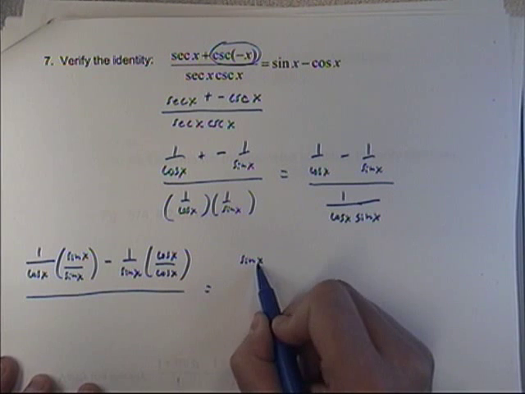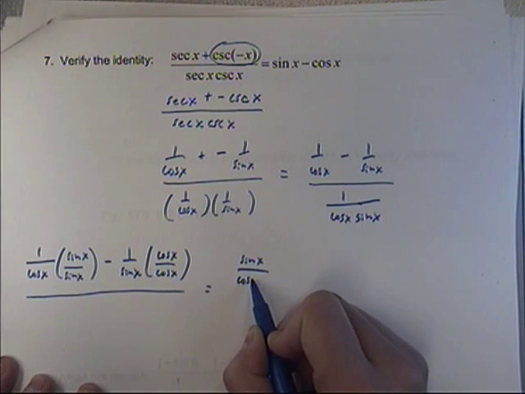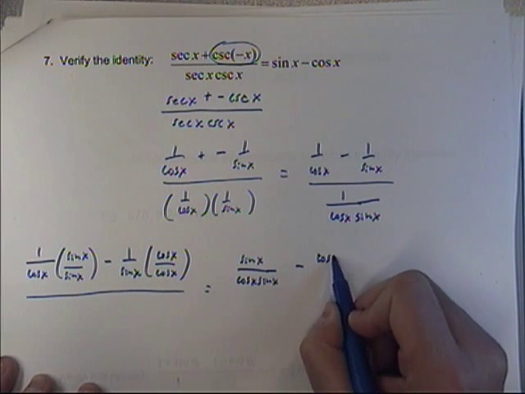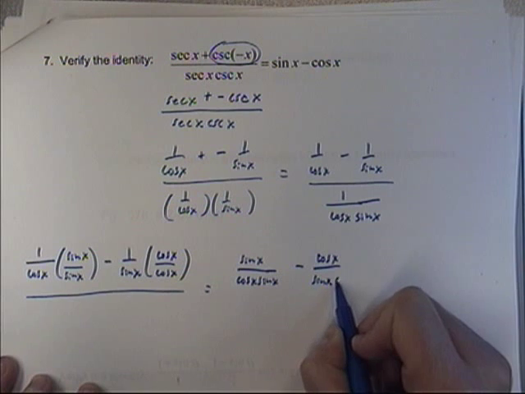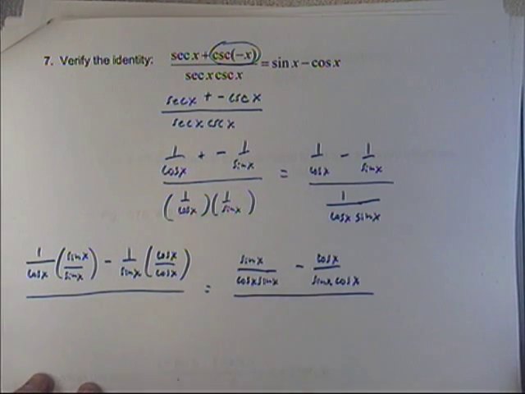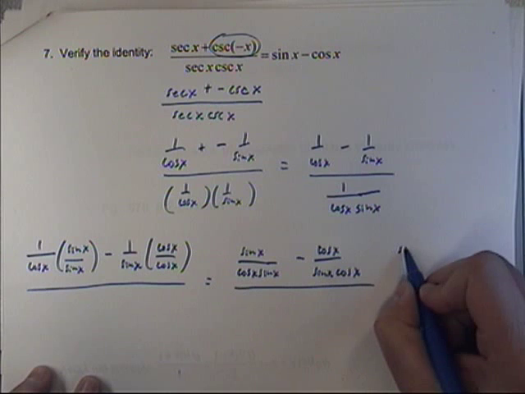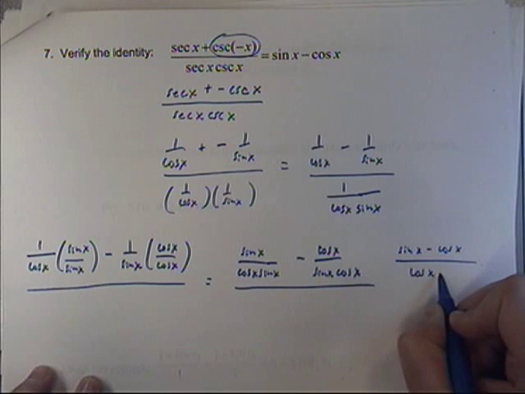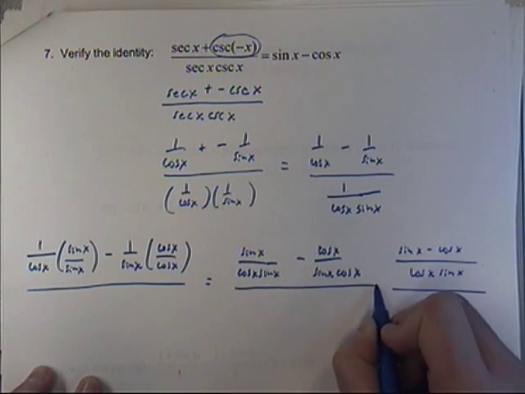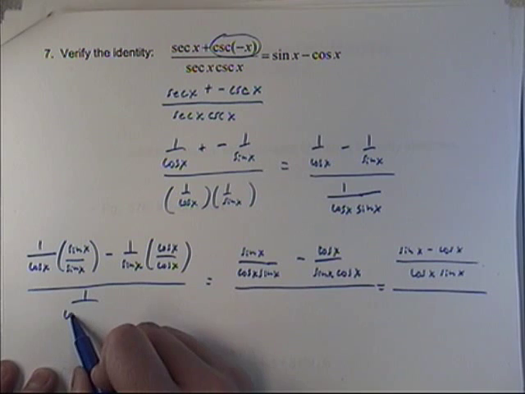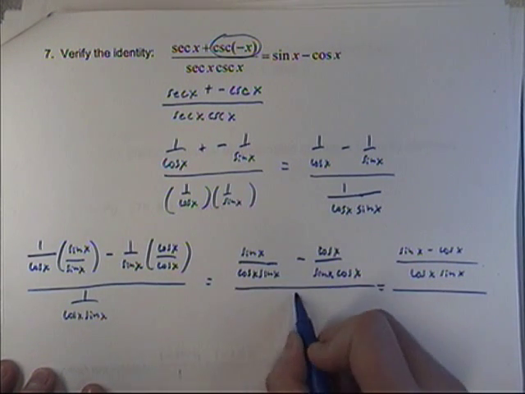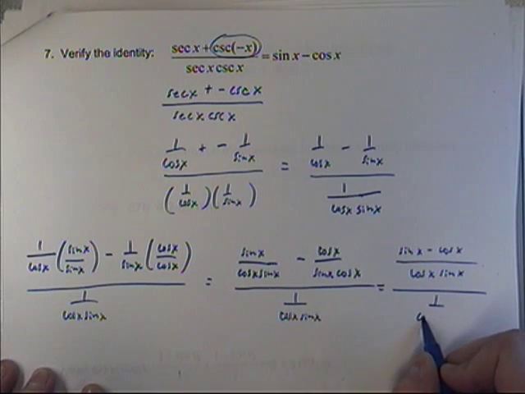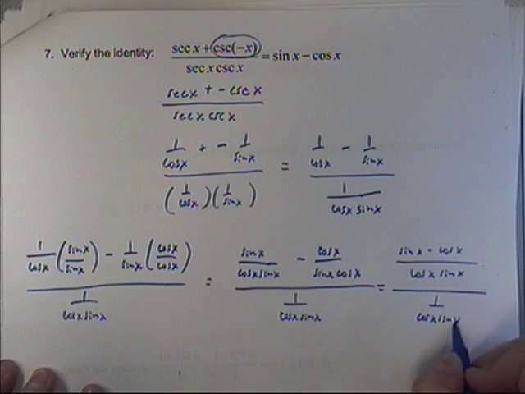Then I have sine of x over cosine x sine x minus cosine x over sine of x cosine x, and then that gives me sine of x minus cosine x over cosine x sine x. Now all of this is being divided by 1 over cosine x sine x. So now I'm ready finally to multiply by the reciprocal.